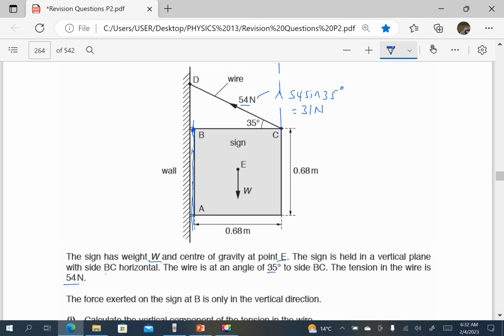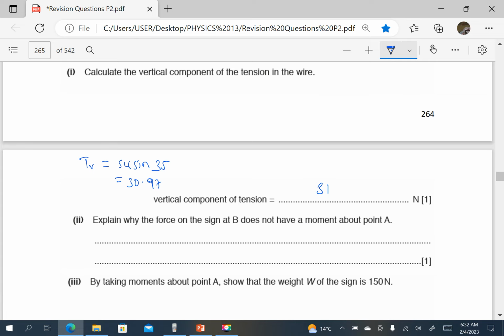The perpendicular distance of the line of action of the force from B is 0 because the line of action goes through point A. So we can simply say the line of action of the force at B passes through point A.